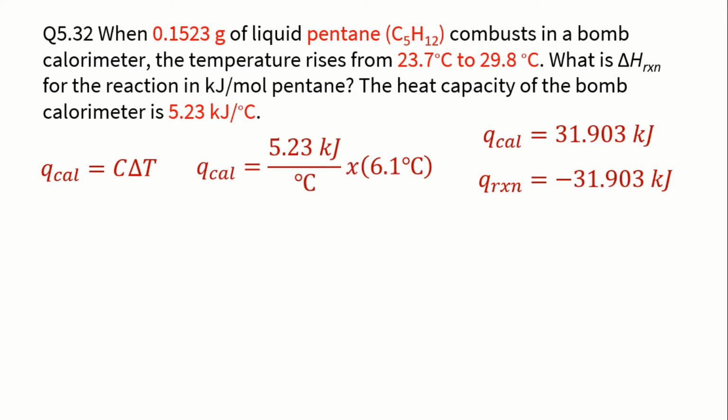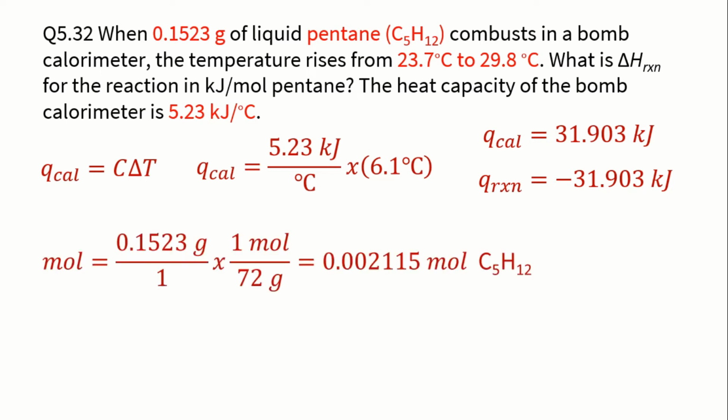Now we need to find out the delta H for this reaction in kilojoules per mole. So I need to find out, okay, how many moles of pentane did I have present? So I've got 0.1523 grams of pentane, and I know, going to the periodic table of the elements and looking up the atomic weight of carbon and hydrogen, the molecular weight of pentane is 72 grams per mole. So 0.1523 grams in the sample divided by 72. Grams cancel out, and I got approximately 0.002115 moles of pentane.